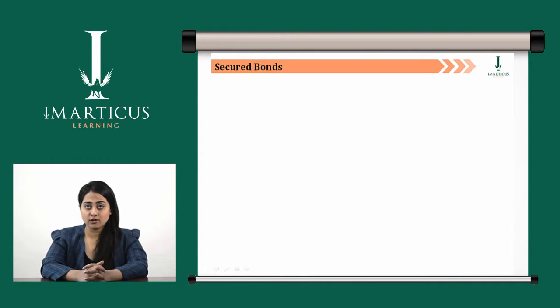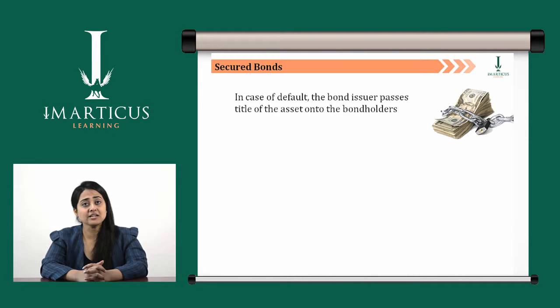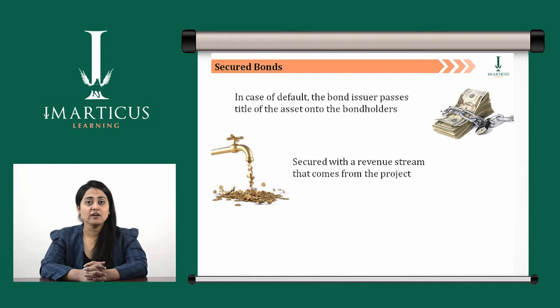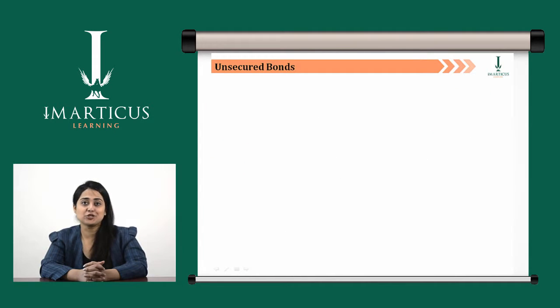In the event of a default, the bond issuer passes the title of the asset or the money that has been set aside onto the bondholders. Secured bonds can also be secured with a revenue stream that comes from the project that the bond issue was used to finance. Because of the pledge of an asset, secured bonds are seen as less risky than unsecured bonds, and they generally provide lower returns than unsecured bonds. Securing a bond with the pledge of an asset is also a way for the bond issuer to lower its interest payments.